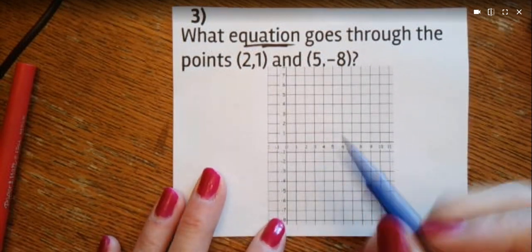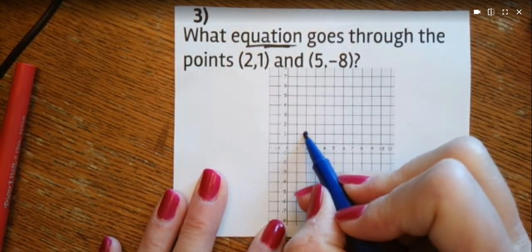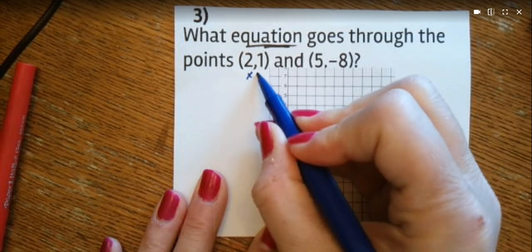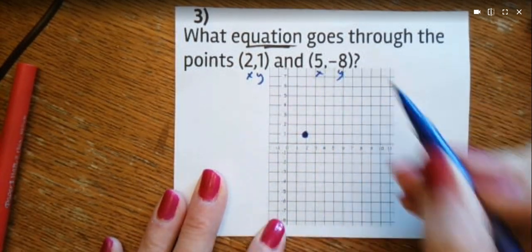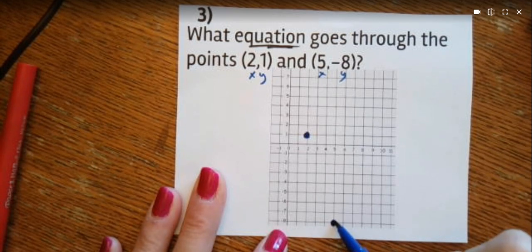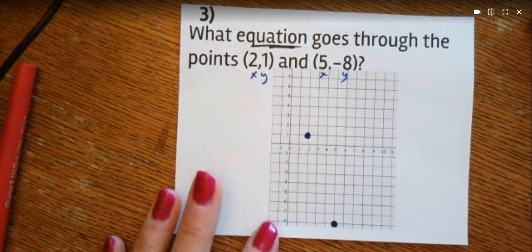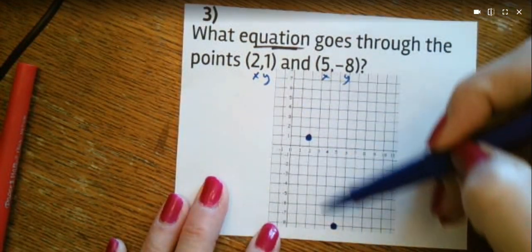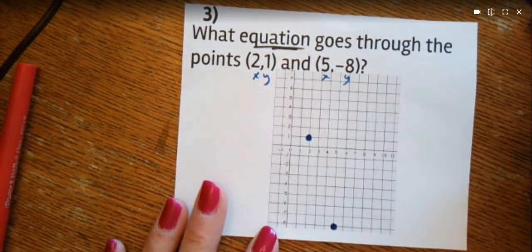Let's do that. So I'm going to go over 2, up 1. That's the first point, 2, 1. And then my second point here is 5, -8. So I'm going to go to the right 5 and down 8. The numbers on the graph are nice here. Now, if I just connect these 2 points, I'm going to have my line.